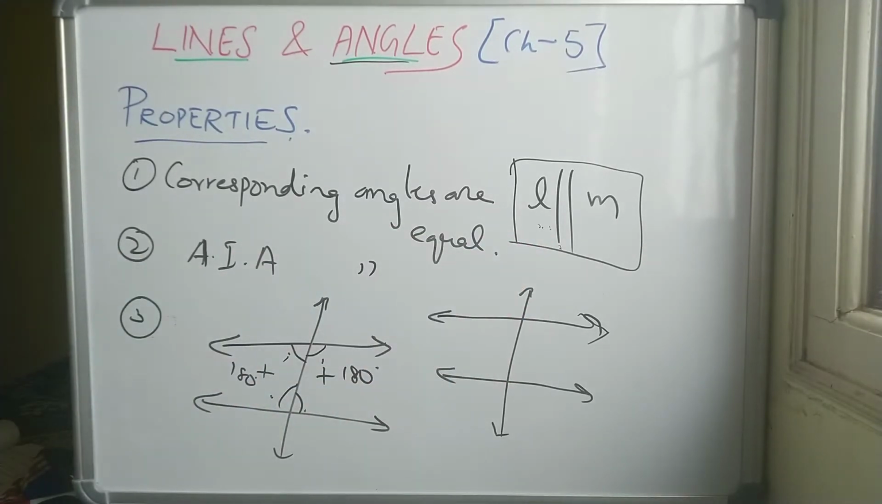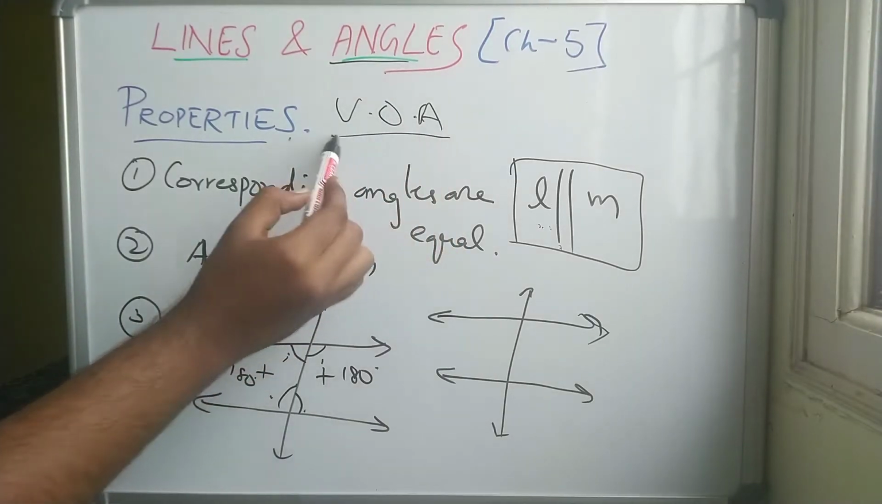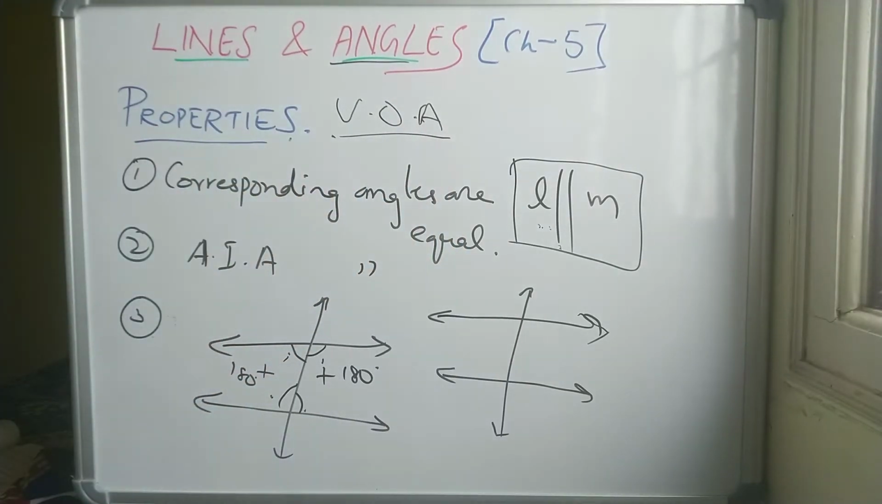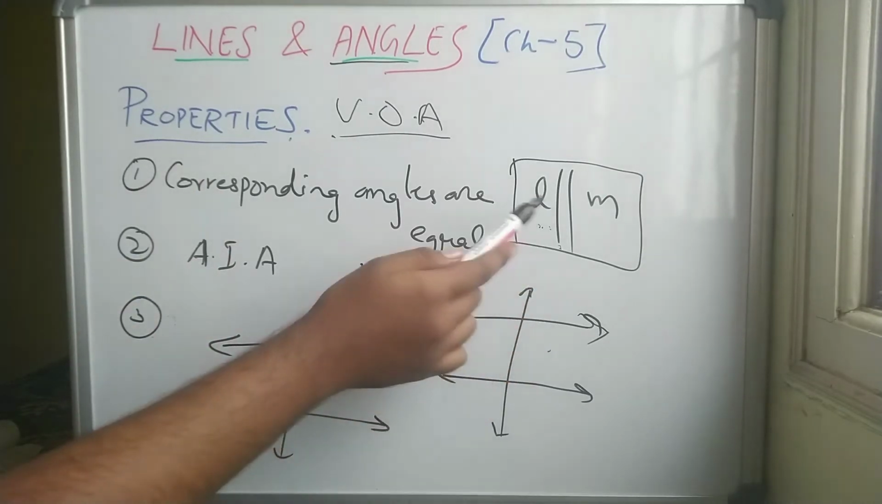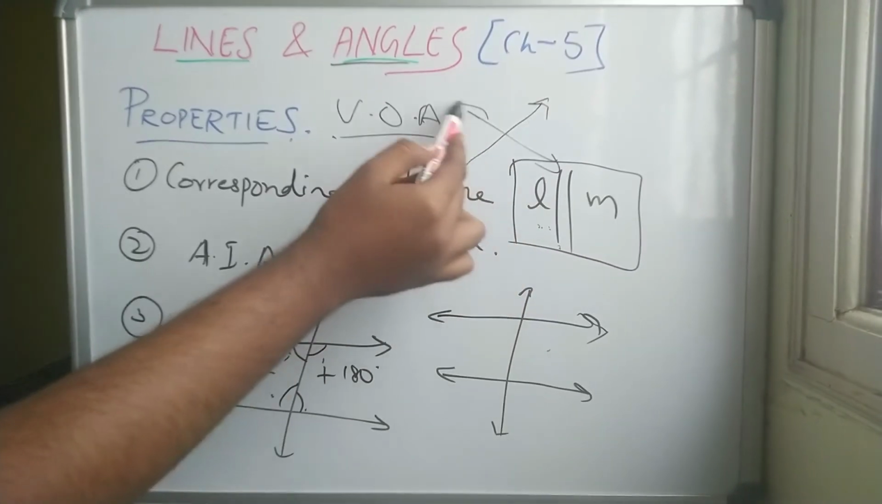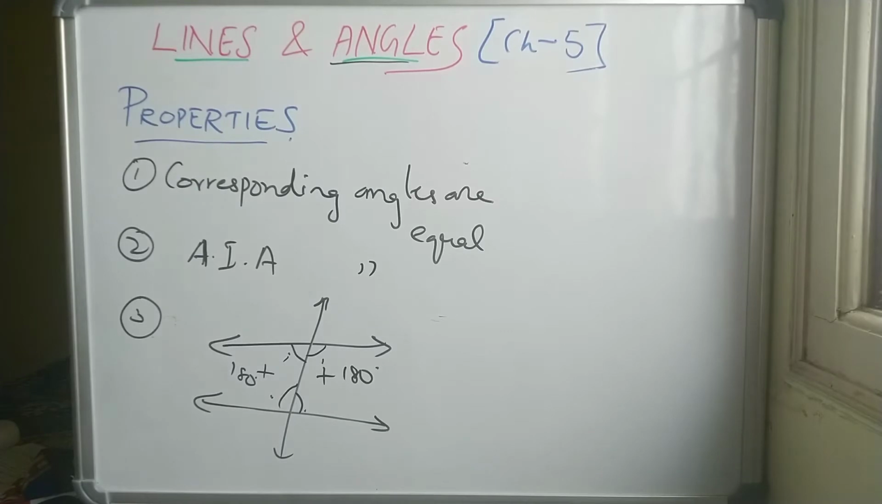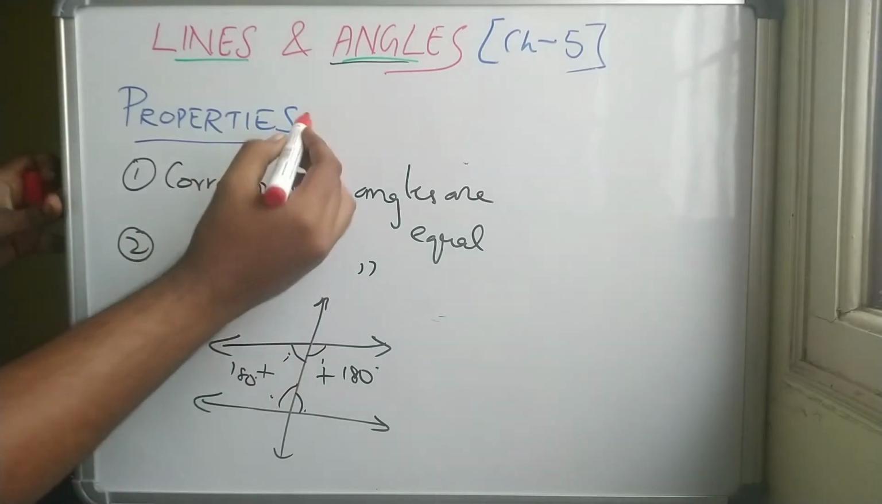And what about vertically opposite angles? Remember that vertically opposite angles will always be equal. It does not depend on whether the lines are parallel or not. It depends on whether they are intersecting or not. We are going to discuss the second type of properties, which basically depends on this only.